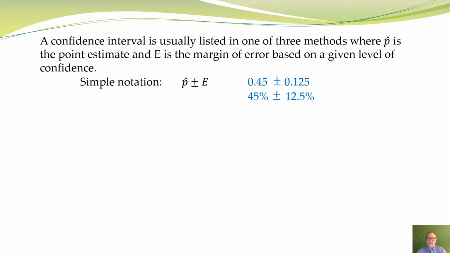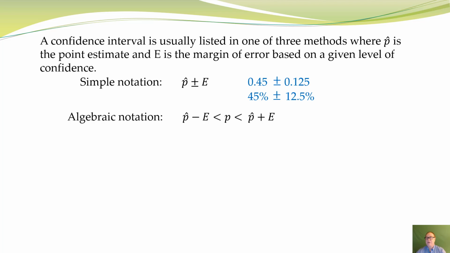And you will see this a lot of times around elections. In elections, they will tell you that one candidate may have 48%, the other candidate may have 51% of the votes. Then they say plus or minus 3%. Well, that plus or minus 3% is your margin of error.